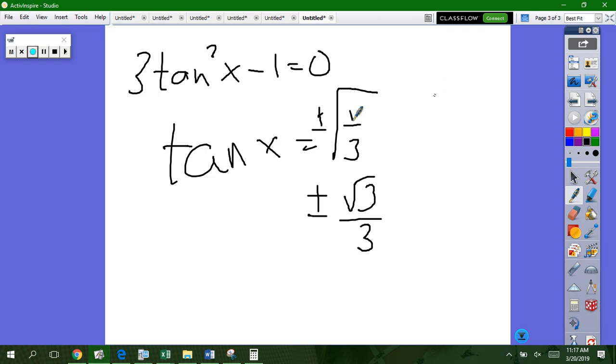Okay, how I did that, what's the square root of 1? 1 over square root of 3. And then I got times square root of 3 top and bottom. Remember doing that stuff?